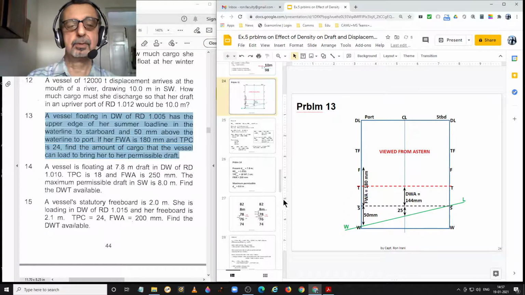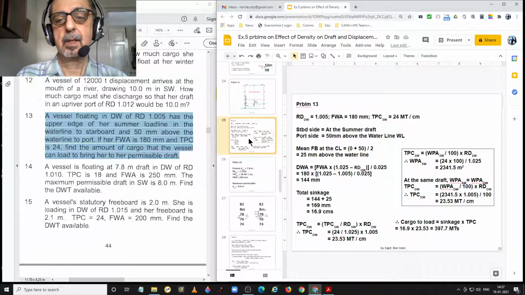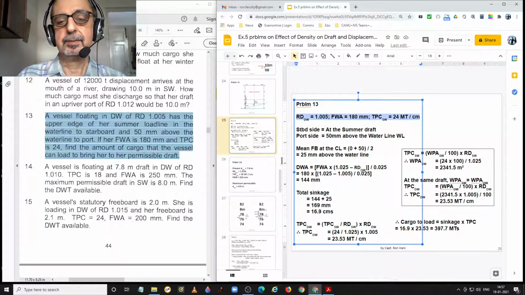So let us start with the solution of the problem now. The data given to us in the problem is this. On the starboard side, it is at the summer draft, that is at the top of the summer load line. On the port side, it is 50 millimeters above the water line. The mean freeboard at the center line is 0 plus 50 divided by 2 equal to 25 millimeters above the water line.